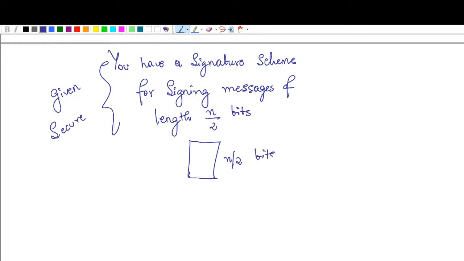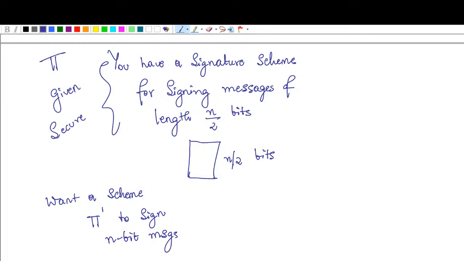But now I have a new application where my document lengths will be n bits, not n by 2 bits. Okay, so call this existing scheme pi. I want a new scheme, pi prime, to sign n bit messages.